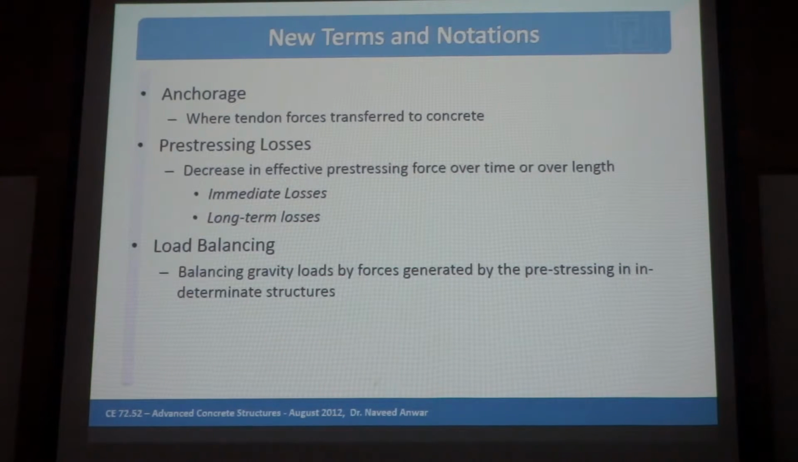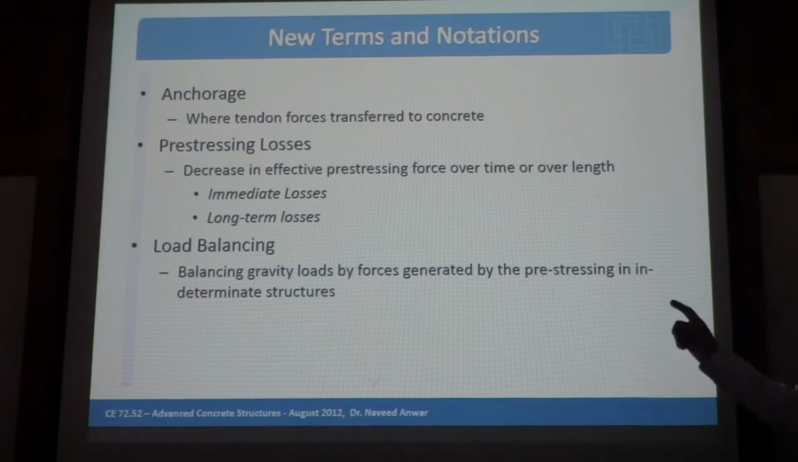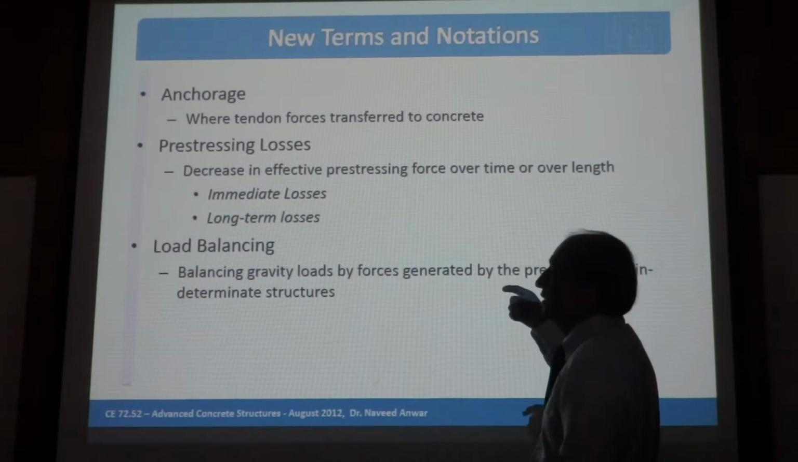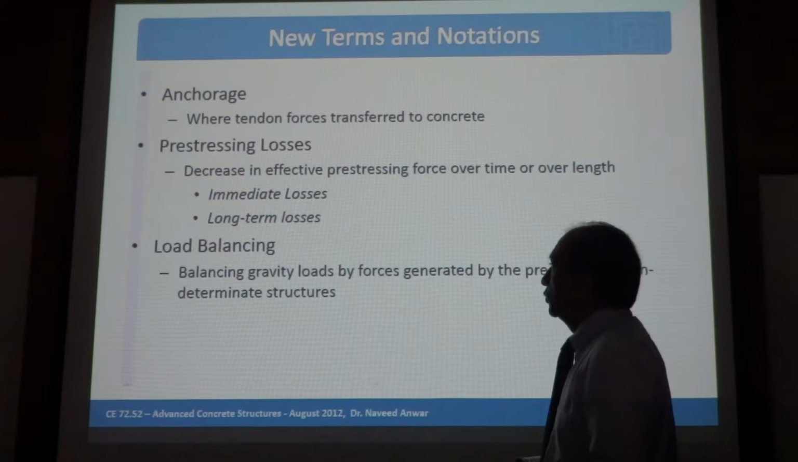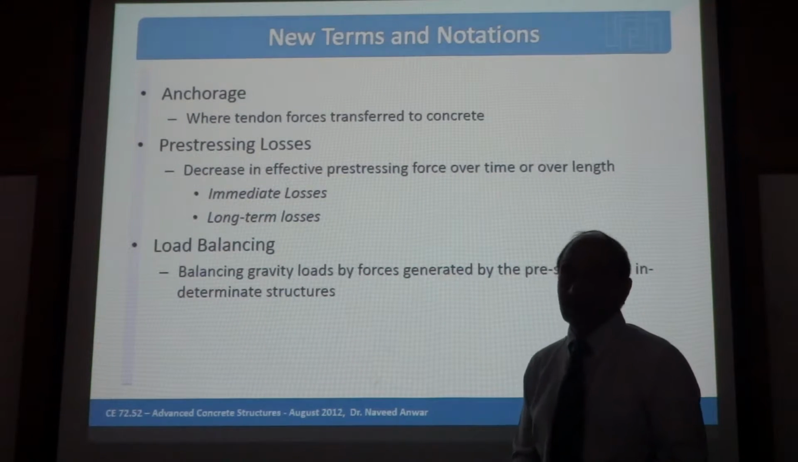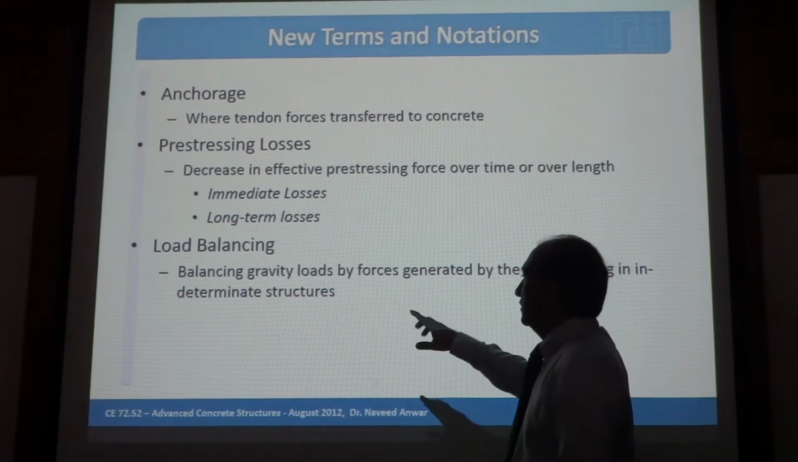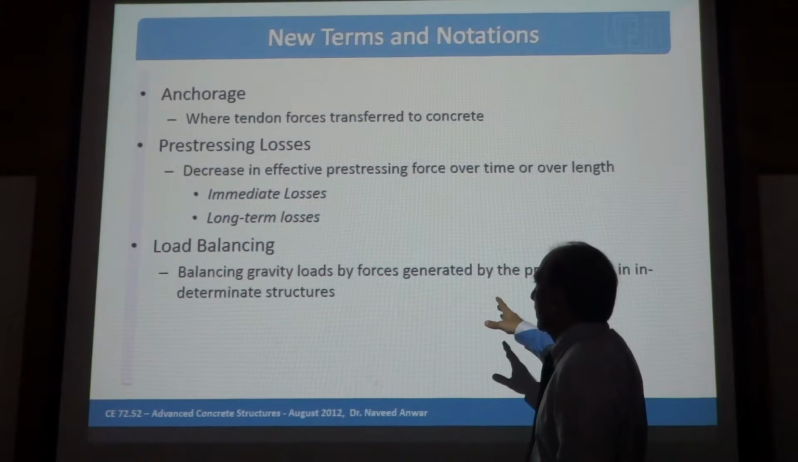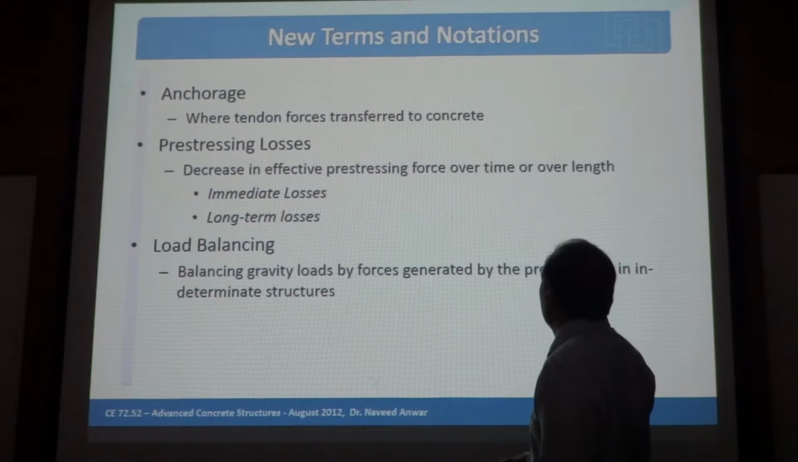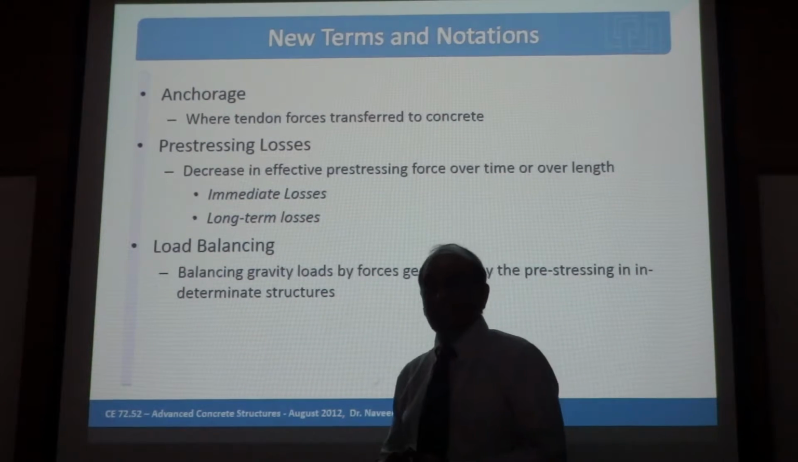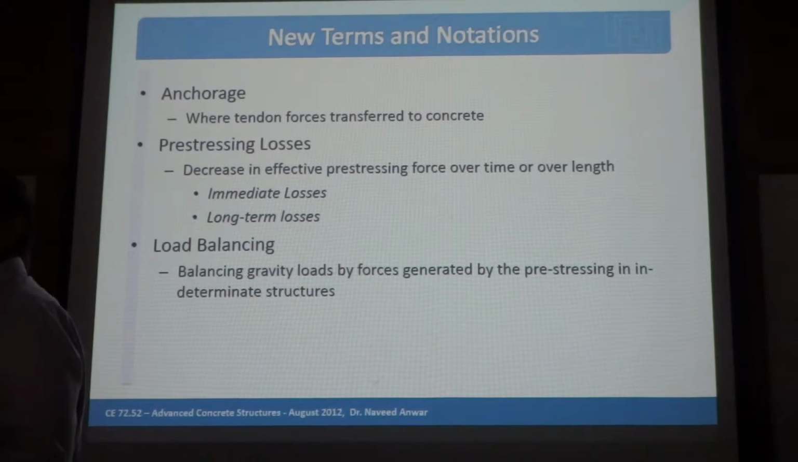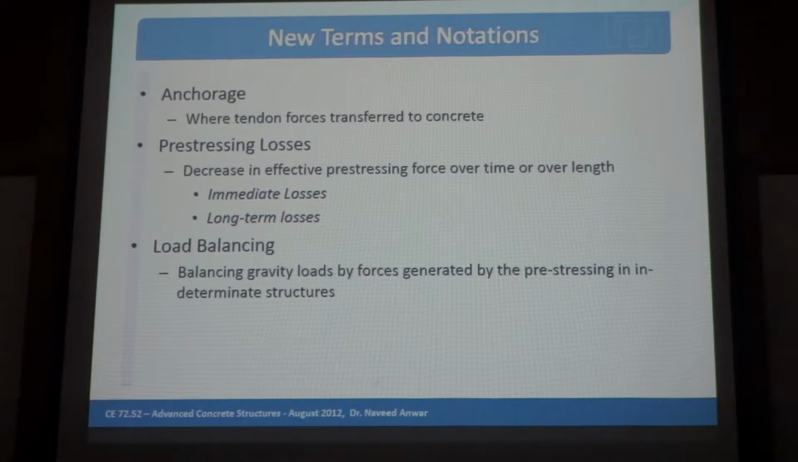And then prestressing losses. There are many losses that happen. This is a decrease in the effective prestress due to immediate losses and long-term losses. Load balancing is a technique or a property of balancing gravity load by forces generated by the prestressing in the indeterminate structure. So load balancing cannot be achieved in a determinate structure. It can only be achieved in an indeterminate structure. Right?